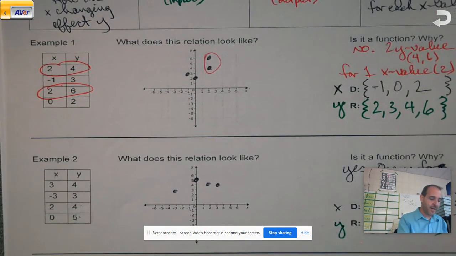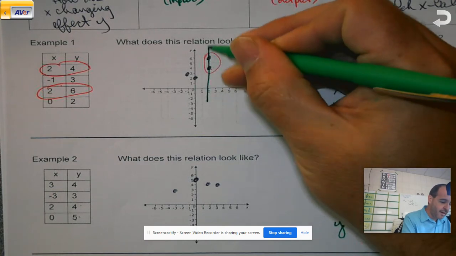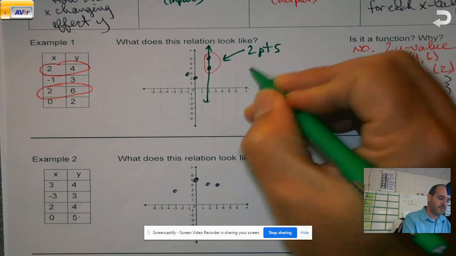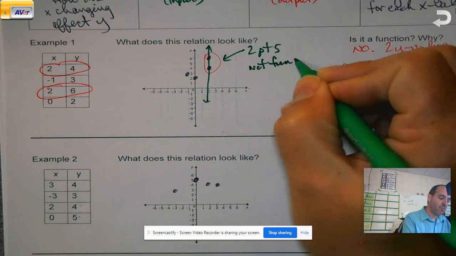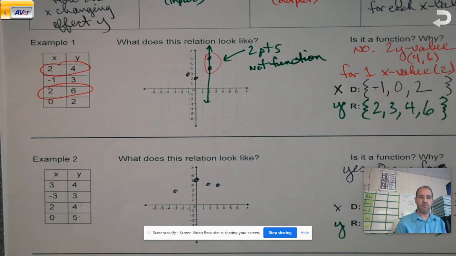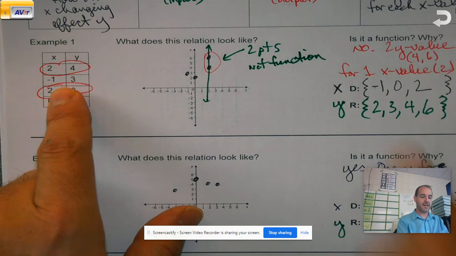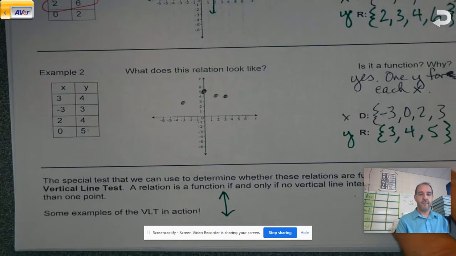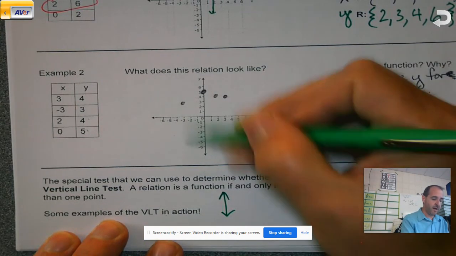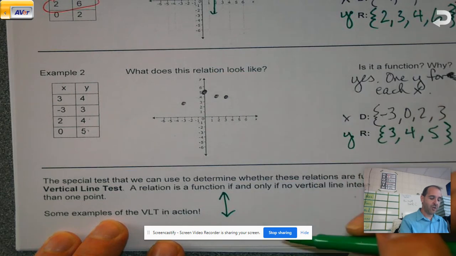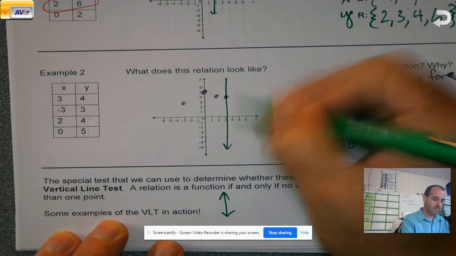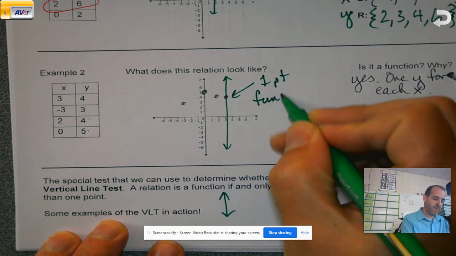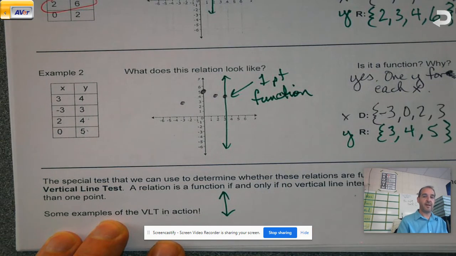So if I do that back up here on example 1, I draw my vertical line, it goes through 2 points. So graphically, that tells me this is not a function. Okay? This tells me mathematically it's not. This tells me graphically it's not. But when I come down here, if I draw a vertical line anywhere through here, no matter where I draw it, so let's even say we'll just draw it here, it only passes through 1 point. Therefore, it's a function.